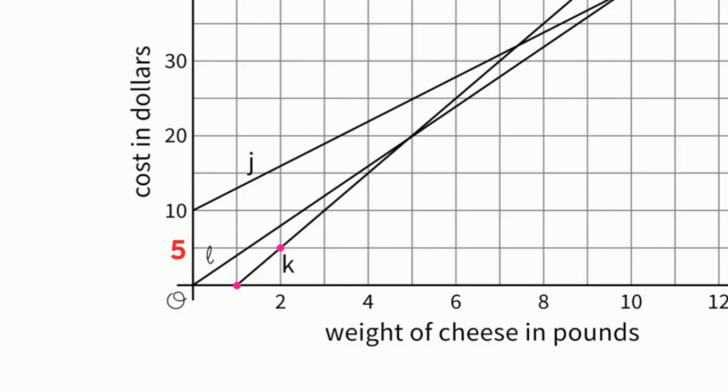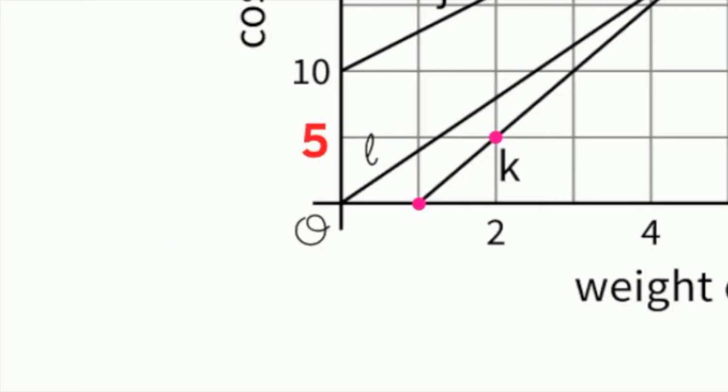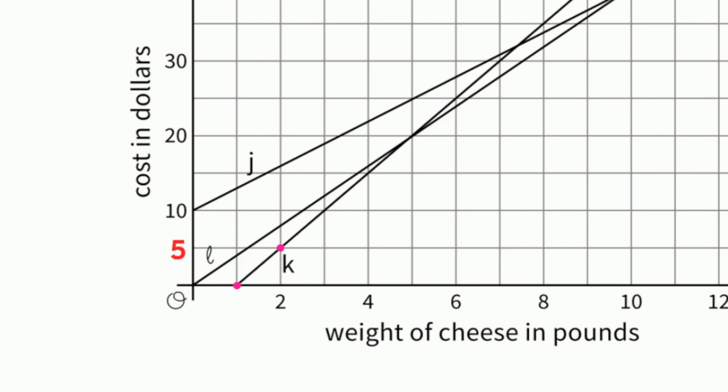Now let's go back to the graph and look at line K. This is interesting because 1 pound of cheese costs $0 and 2 pounds of cheese costs $5. That makes me think that if you used a coupon for $5 off of 1 pound, that you could get 1 pound of cheese for $0. Line K must represent store B, the store that had a $5 coupon. 1 pound would be free, 2 pounds would be $5, 3 pounds would be $10, 4 pounds would be $15.